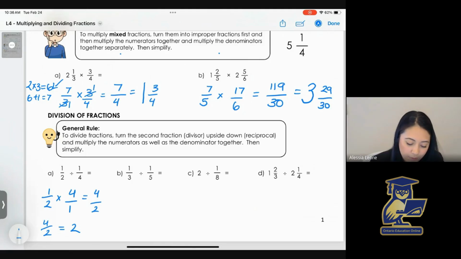Now, how does that make sense? So, how many quarters fit into a half? If you think about a cake, how many quarters of that cake fit into half of that cake? And the answer is 2.